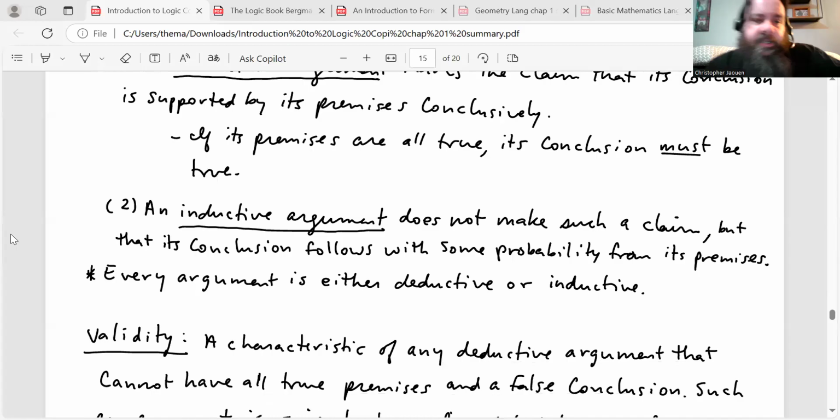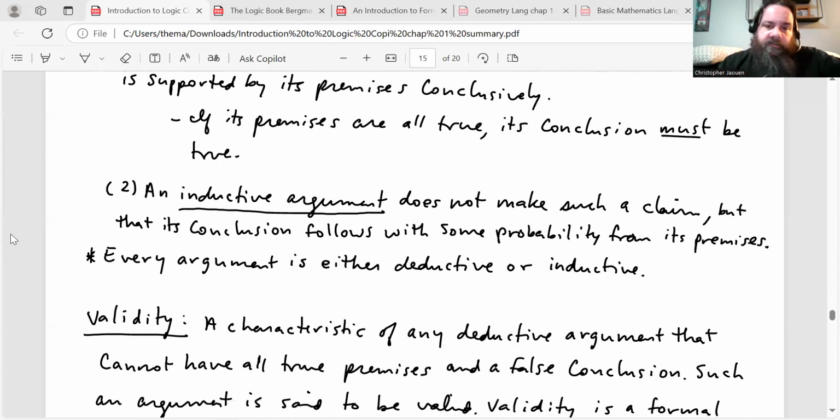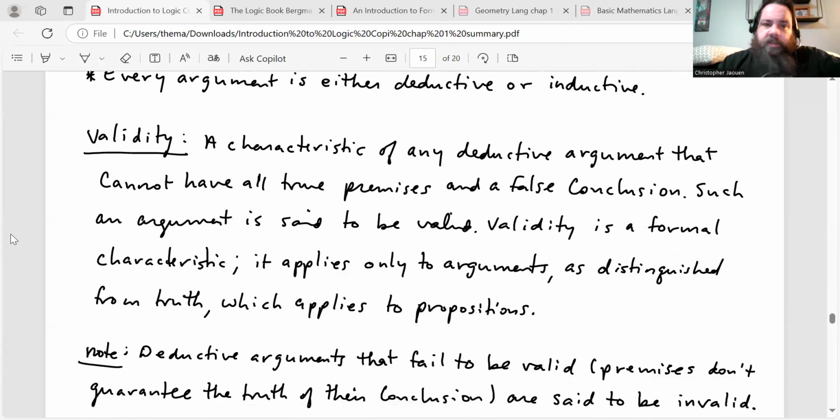Whereas in case 2, an inductive argument does not make such a claim, but that its conclusion follows with some probability from its premises. Every argument is either deductive or inductive. This brings up the concept of validity, a characteristic of any deductive argument that cannot have all true premises and a false conclusion. Such an argument is said to be valid.